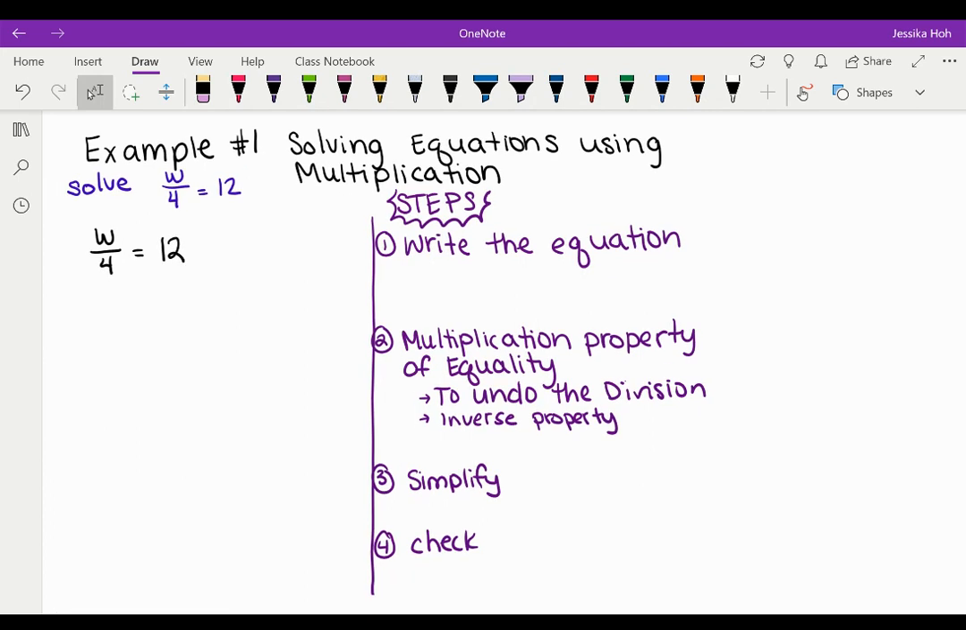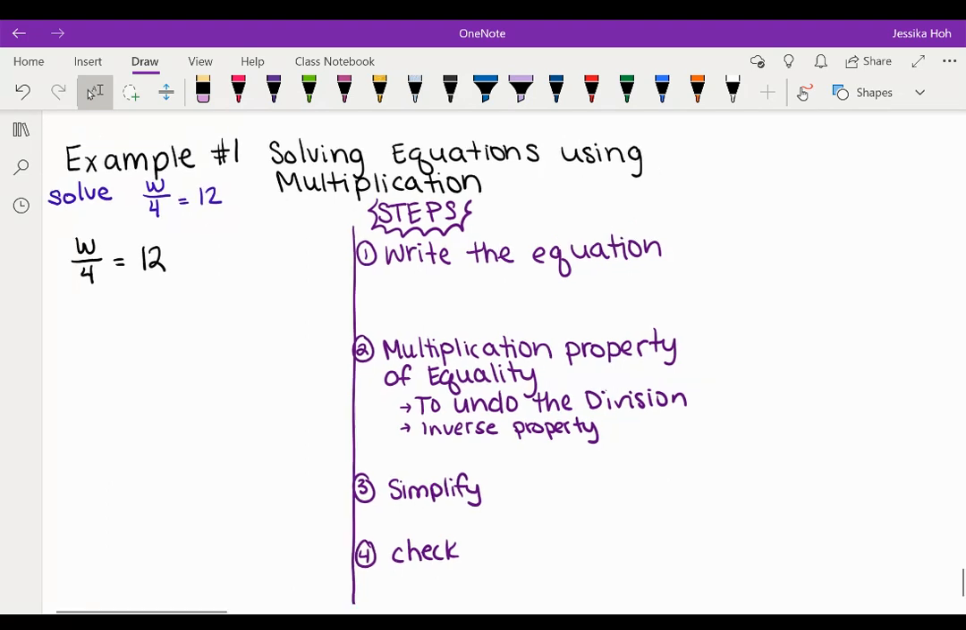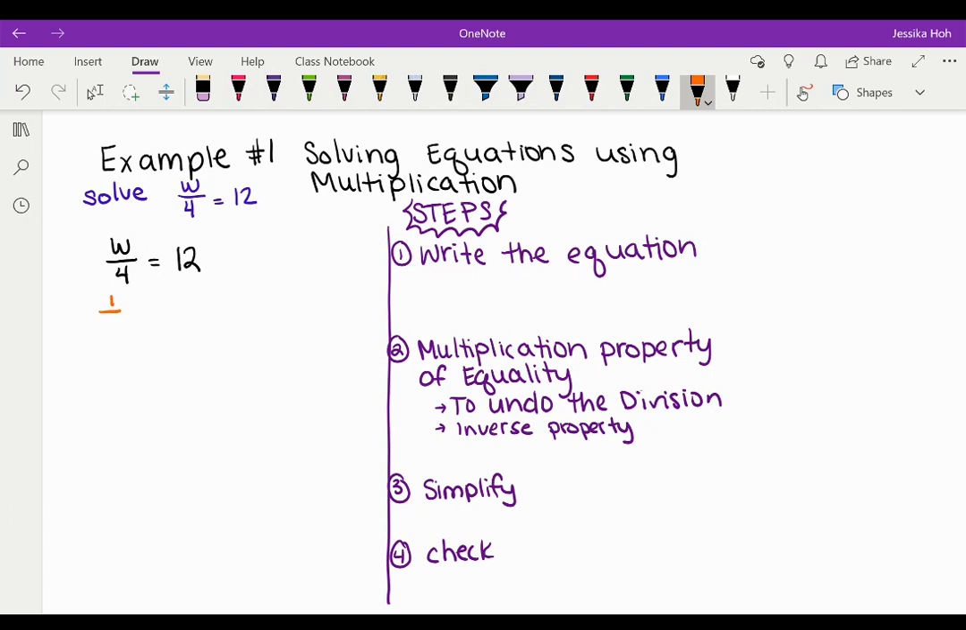All right, example number 1, we're going to solve equations using the multiplication. So I have w over 4 equals 12. I can rewrite it as 1/4 w equals 12. The reciprocal of 1/4 would be 4 over 1, so I'm going to times both sides by 4 over 1. And that gives me 4 over 4w equals 48. 4 over 4 equals just 1, so I can write w equals 48.